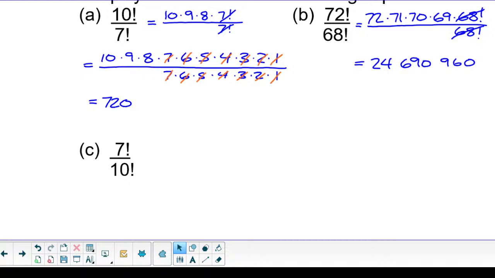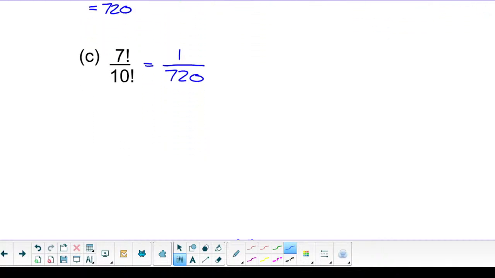All right, 7 factorial over 10 factorial. Any guesses? Thank you. 1 over 720. Yep. For the exact same reason the other one is. It's just a reciprocal, right? So the only reason I showed this one is that the rule works both if it's in the numerator or in the denominator. All right. Let's move on.